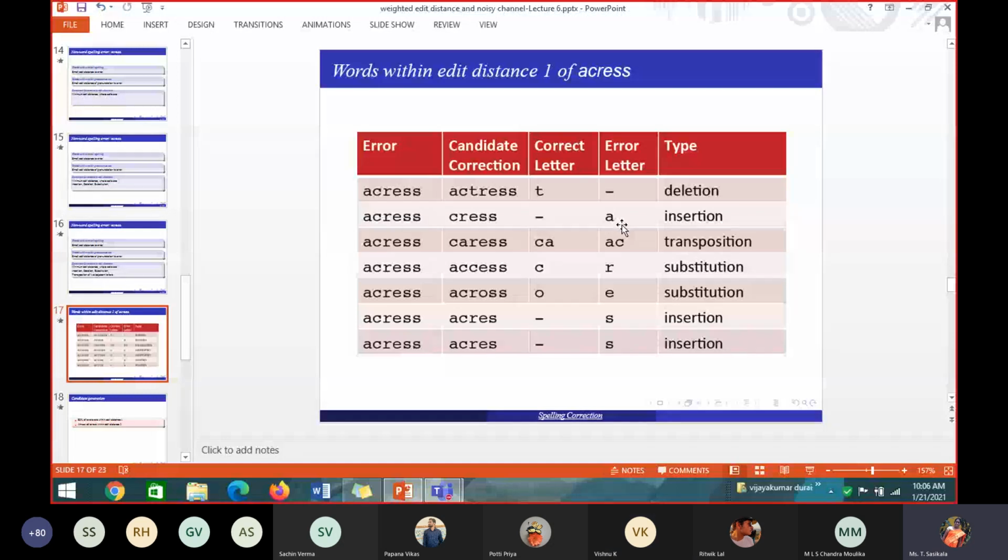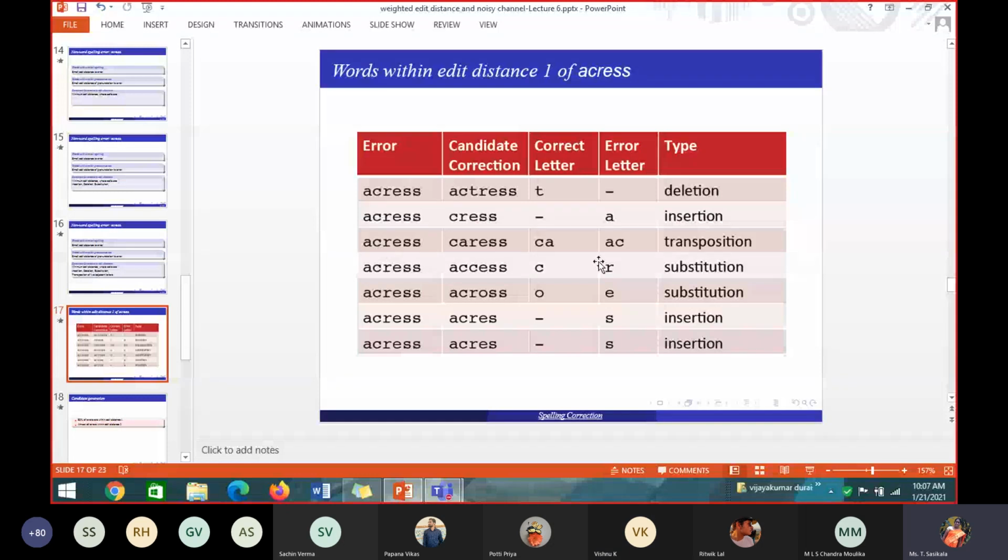So similarly for the third, fourth, fifth, you tell me fast. My correct word is Keras, but when I am typing on a keyboard, I got acres. So what is done here? Can you tell me? So what is the correct letter? CA, but I have written AC. So what operation is done here? Transposition. Very good. So this operation is transposition.